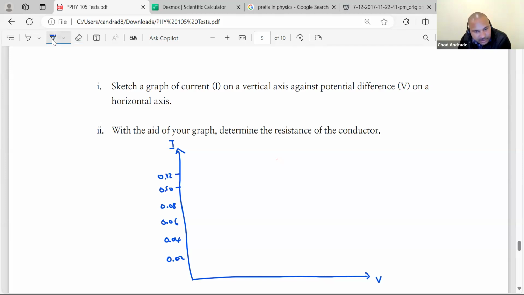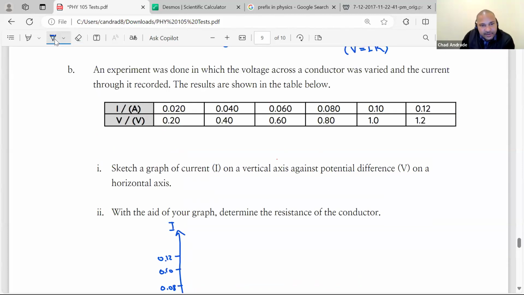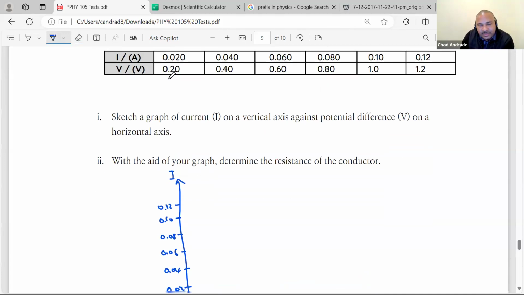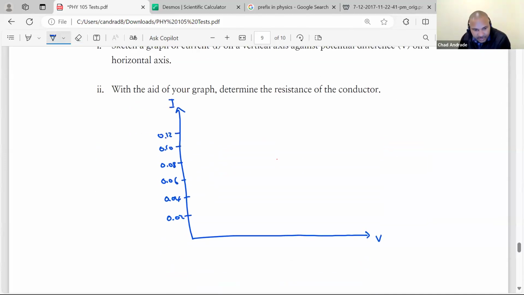I put a little notch right here. Those are the I values in the table. And for the V values, I'll do the same thing. By the way, this is 0 right here. On this side, I'll put 0.2, 0.4, 0.6, 0.8, 1.0, 1.2.